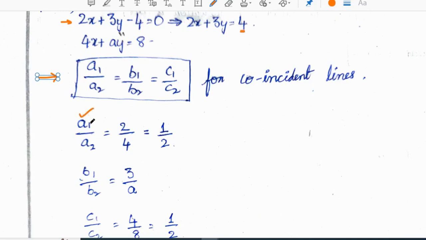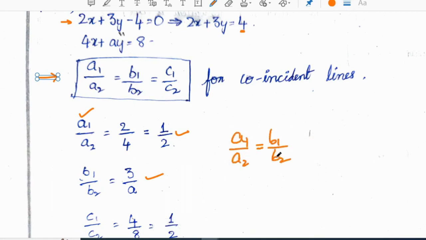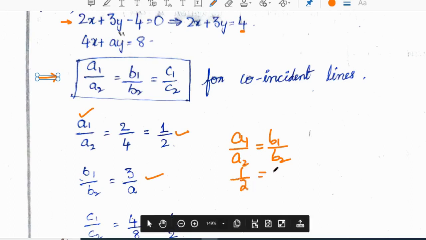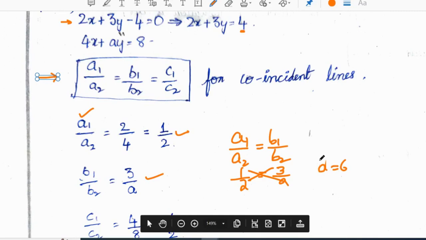Now we will take the ratio of a1 by a2, which is 1 by 2, b1 by b2 is 3 by a, c1 by c2 is 1 by 2. You can equate a1 by a2 with b1 by b2 or b1 by b2 with c1 by c2. We'll get the same answer. So a1 by a2 is 1 by 2, b1 by b2 is 3 by a. If we do cross multiplication, a value will become 6.